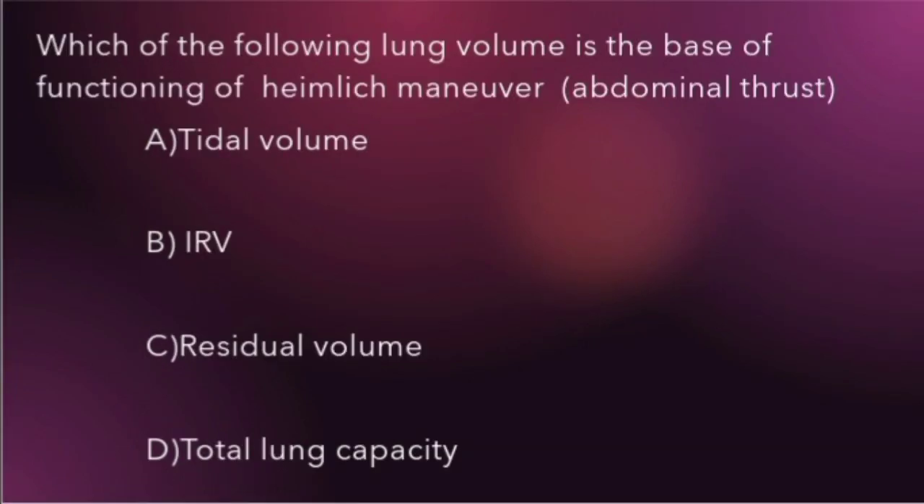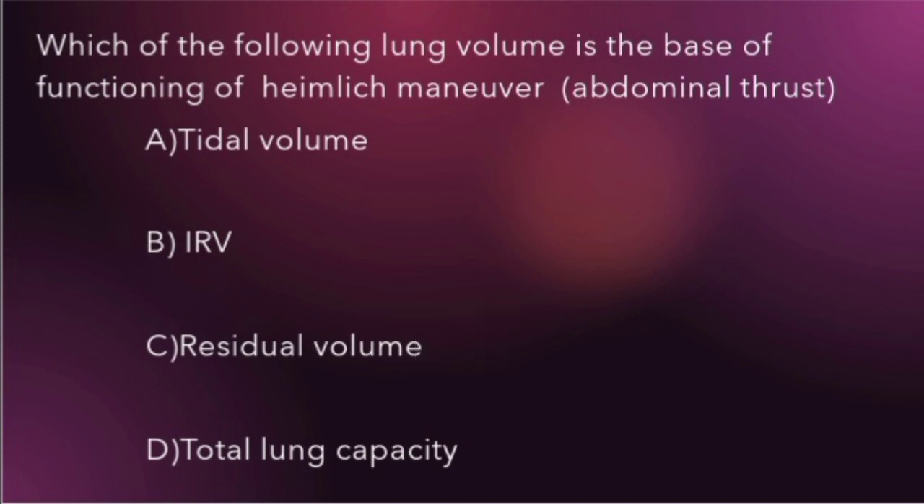Which of the following lung volume is the base of functioning of Helmholtz maneuver? Option A. Tidal volume, option B. Inspiratory reserve volume, option C. Residual volume, option D. Total lung capacity. Correct answer is option C.